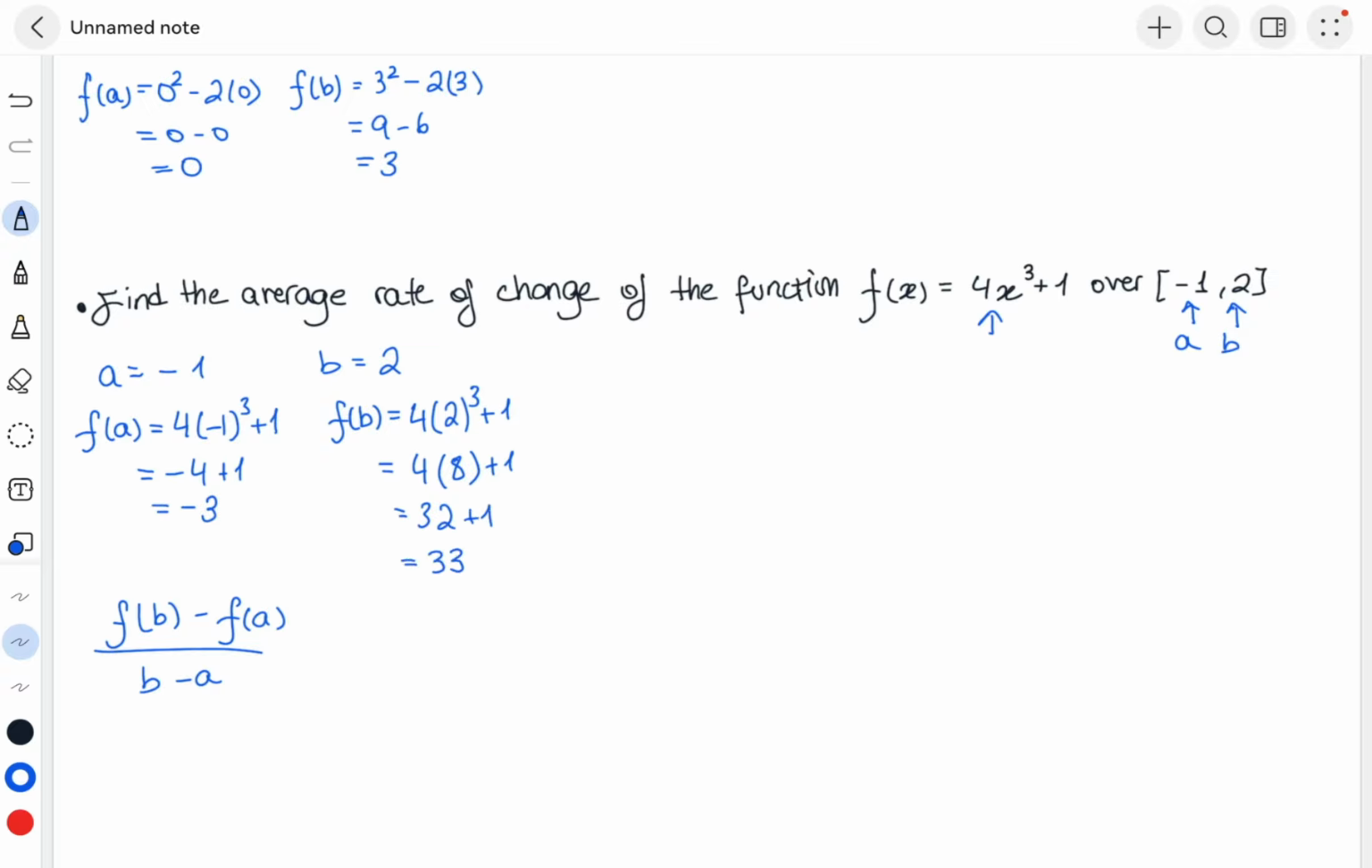And now we replace f of b is 33 minus f of a over b minus a. Why did we put parentheses? Because now a negative multiplied by a negative will give us a positive. We'll have 33 plus 3 over 2 plus 1. So we'll have 36 over 3, which is 12.